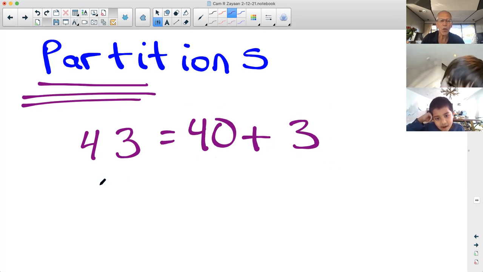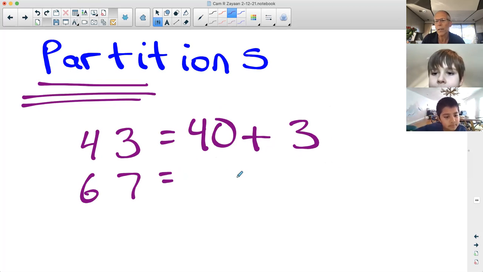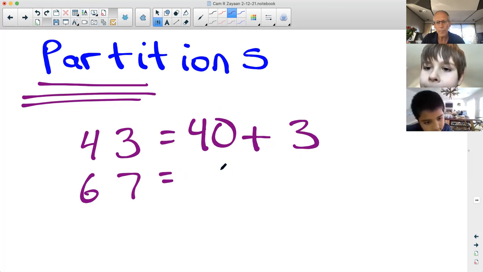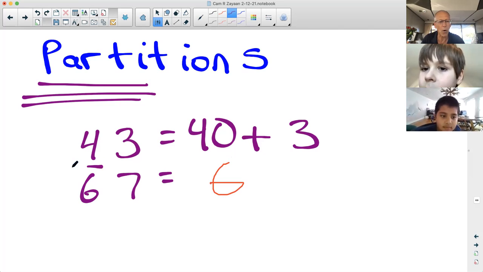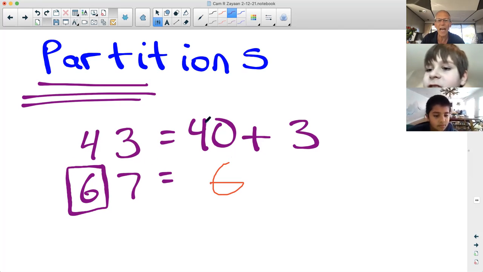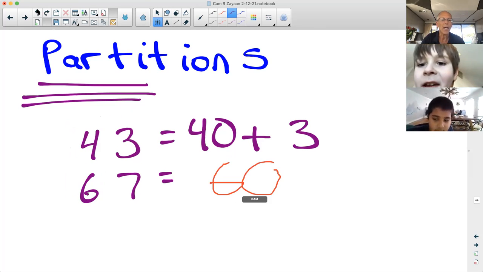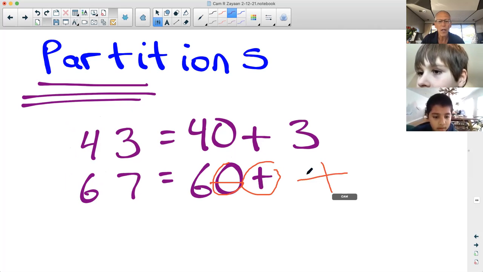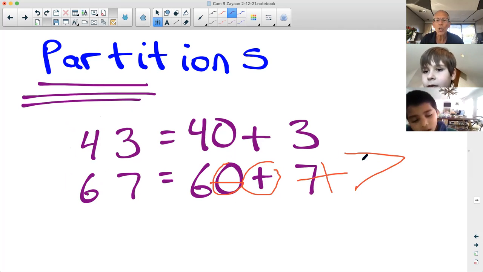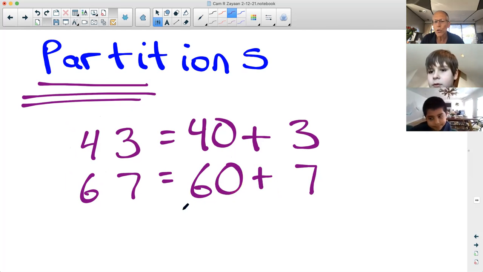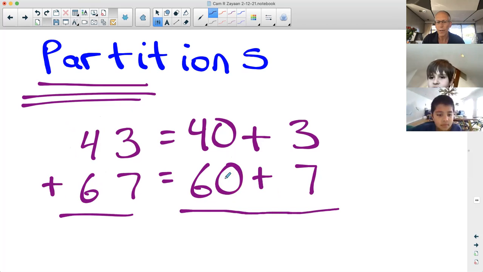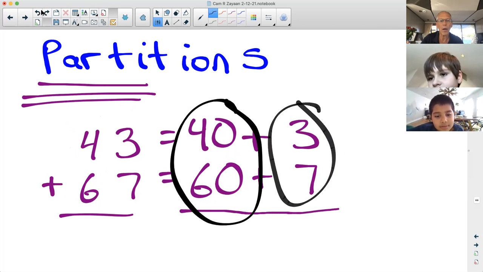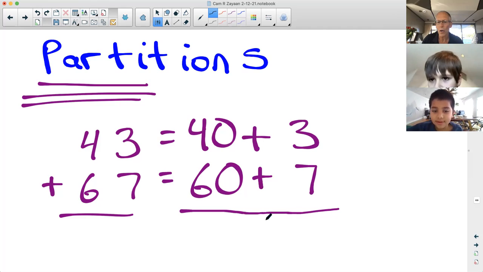And Cam, can you break up 67 into its easy parts? Six and? No, not six. This is nowhere near representing it. Oh, 60. 60. Yes. And 7. Right. And just erase that, buddy. So now you can use partitions to add these two numbers. Okay, Zayaan, go. 7 plus 3 is equal to 10. 40 plus 60 is equal to 100. Therefore? So that means it's 110.